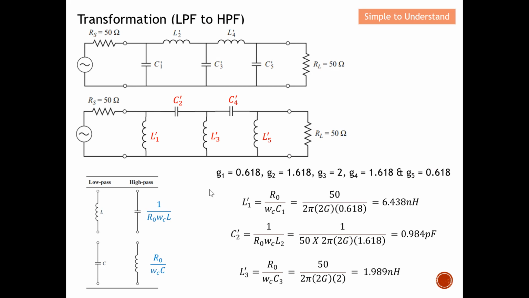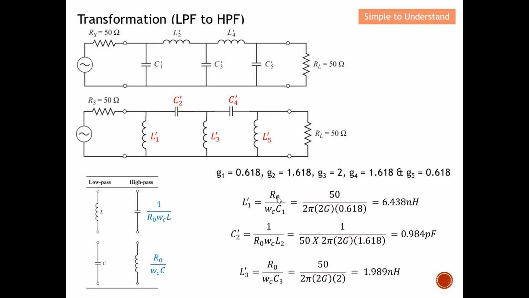So basically from here, the first thing that I'm going to do is L1. So basically high pass filter is an inductor, low pass filter is a capacitor. So how to calculate? We'll be using this formula here. So my L1 will be R0 WC C1, because this will be the first term here.